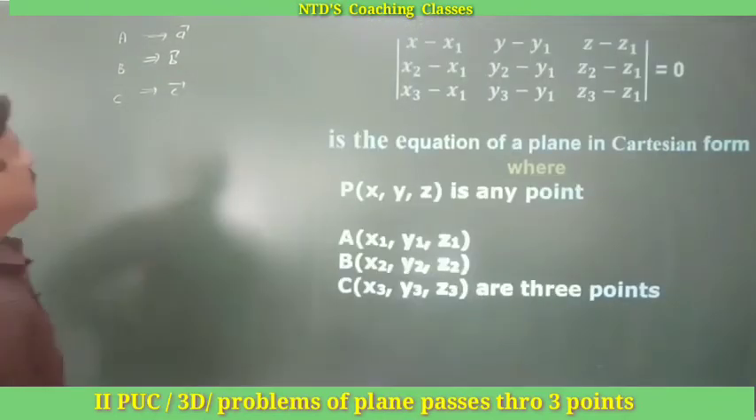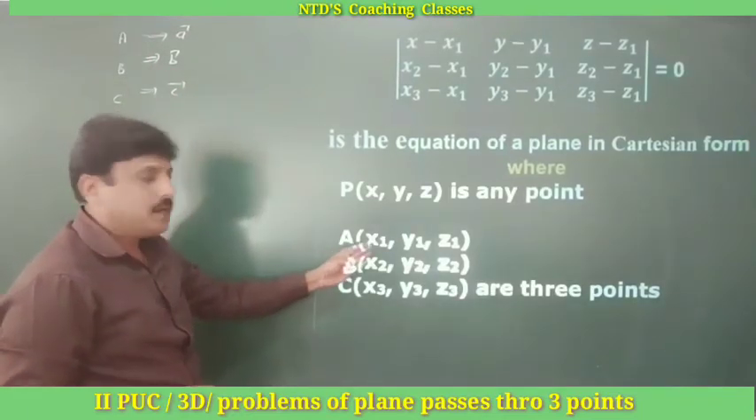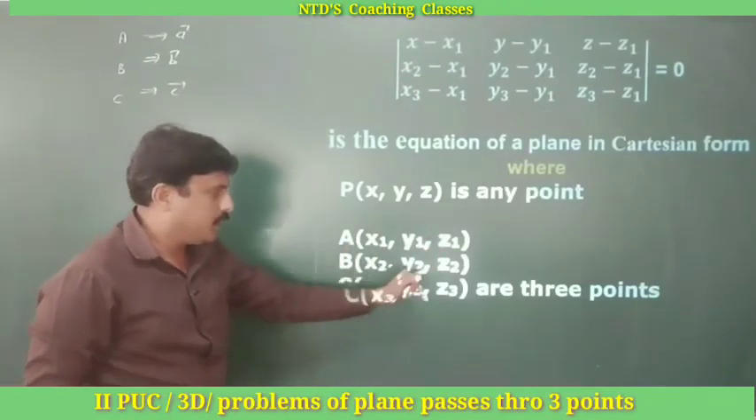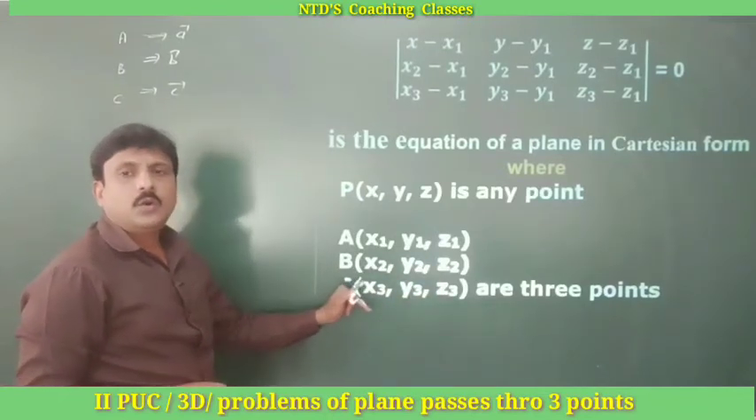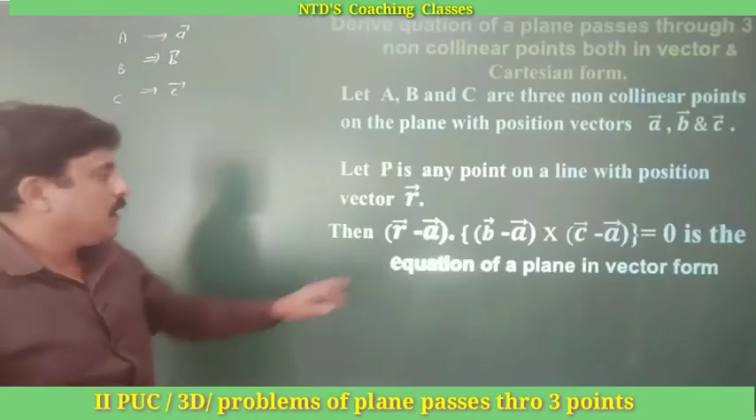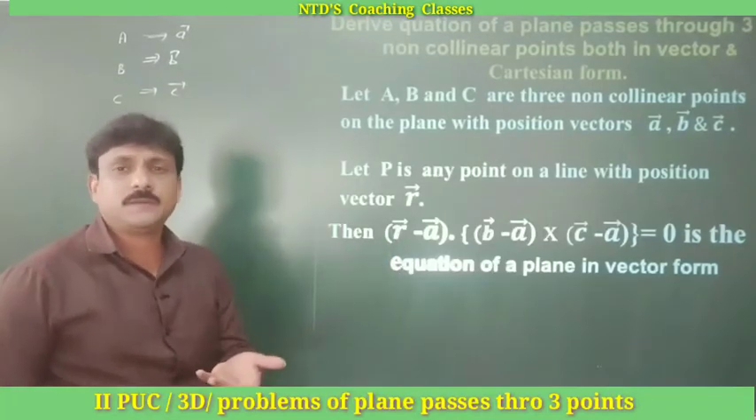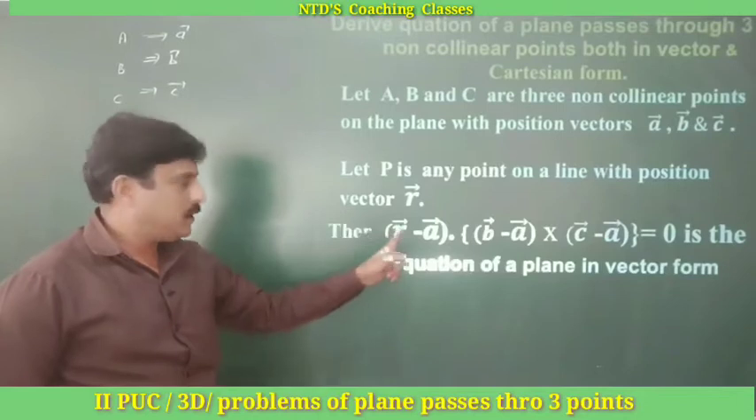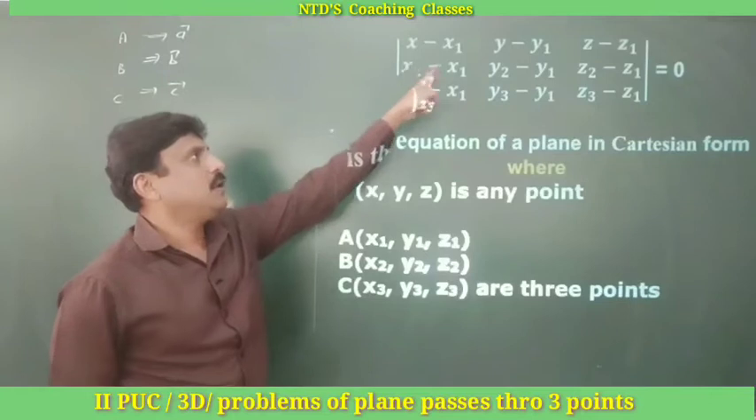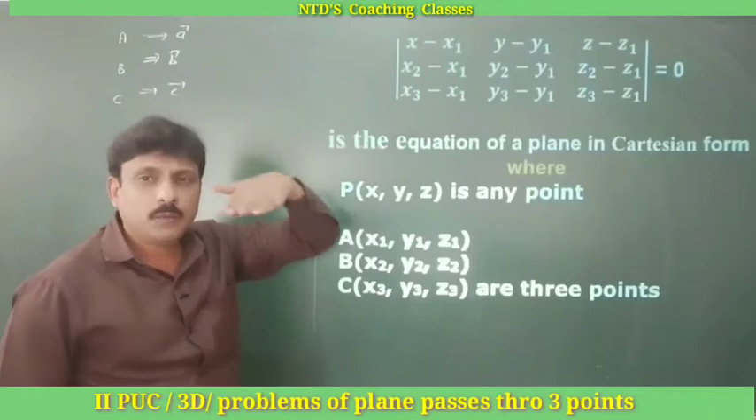In Cartesian form, the 3 points are A, B, C, with the first point coordinates x1, y1, z1, B coordinates x2, y2, z2, C the third point coordinates x3, y3, z3. The formula is R minus A. R means position vector of any point, which is x. A means the first point, x1, so x minus x1. Observe here, x minus x1, y minus y1, z minus z1. That is the first row.